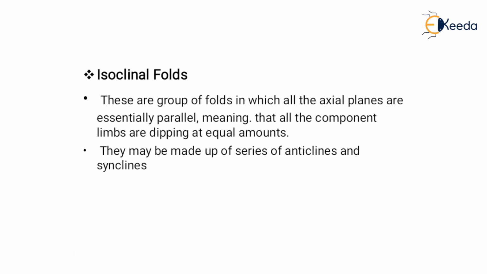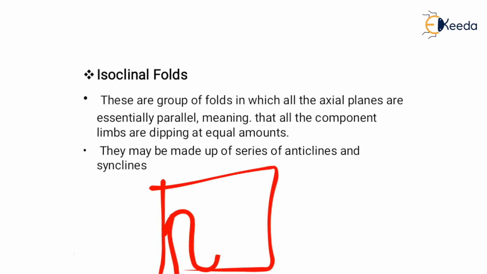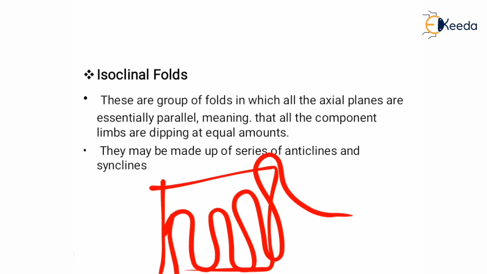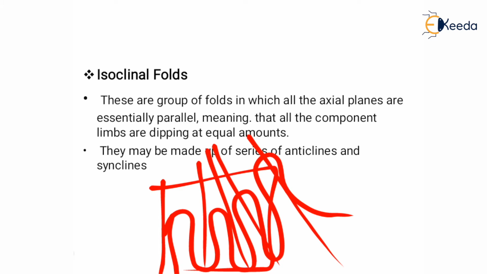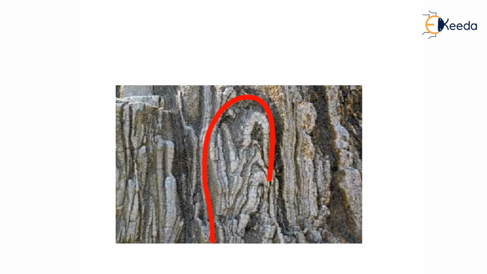See the next, the isoclinal fold. These are a group of folds in which all axial planes are essentially parallel, meaning that all the component limbs are dipping an equal amount. They may be made up of a series of anticlines and synclines. So this is the fold in which a number of anticlines and synclines are present and all axial planes are parallel to each other, and all limbs are also equal in size and dipping equally. This is called an isoclinal fold.